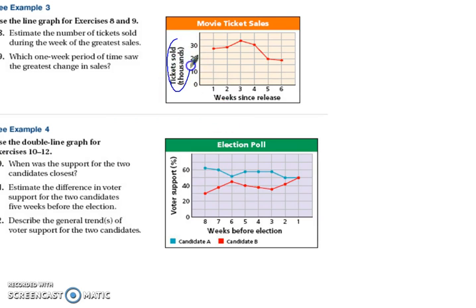These are your tickets sold. Where are they the greatest? Right here's the greatest. Let's look at our scale: 5, 10, 15, 20, 25, 30. So I'd say about 35 tickets.